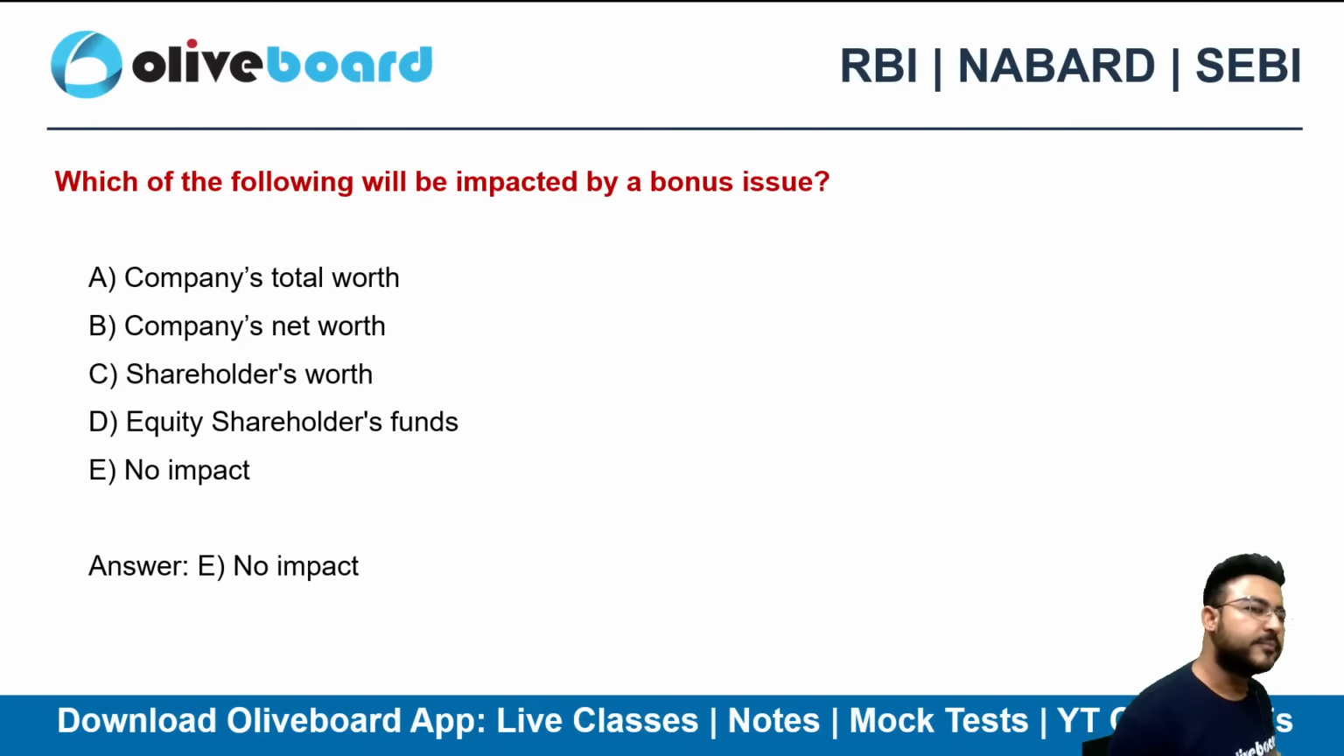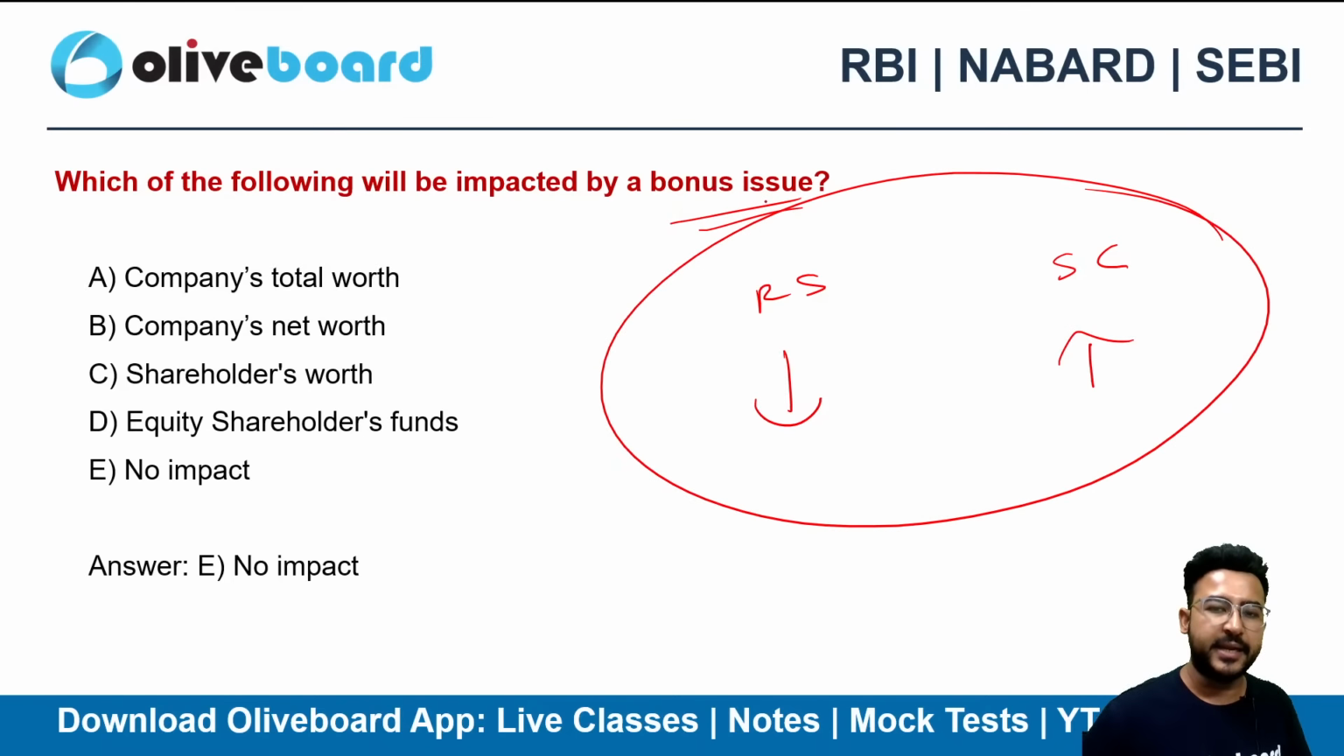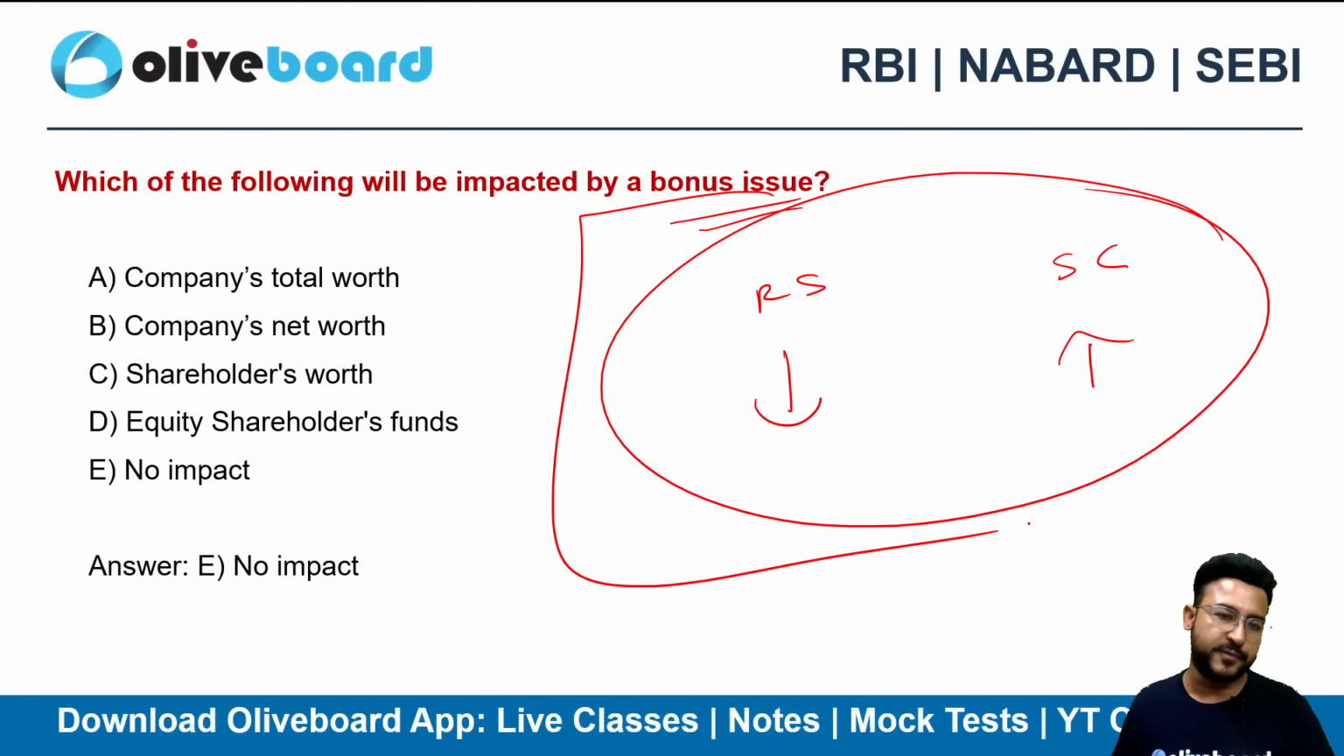No impact. No impact. What happens in case of a bonus issue? The reserves and surplus go down, whereas the share capital goes up. So can I say net, there is no impact on the shareholders fund. There is no impact on the equity shareholders fund. No impact. The shareholders worth, equity shareholders fund, everything will be the same only.